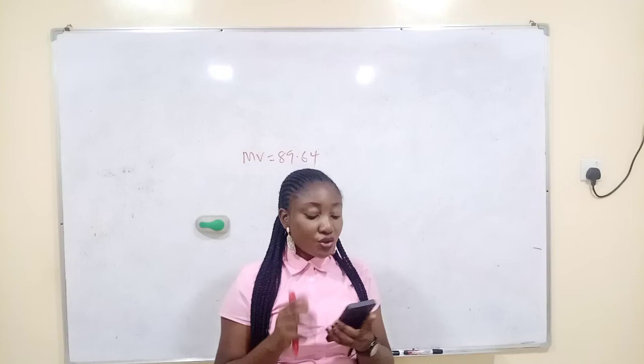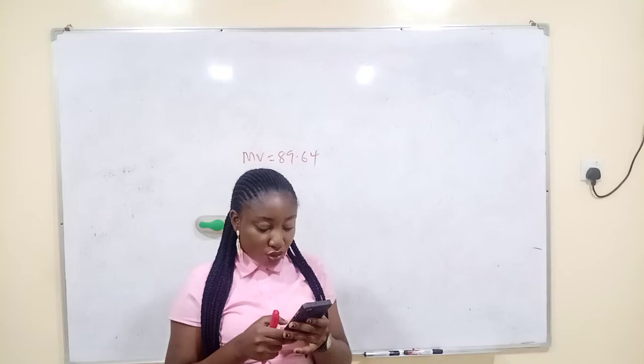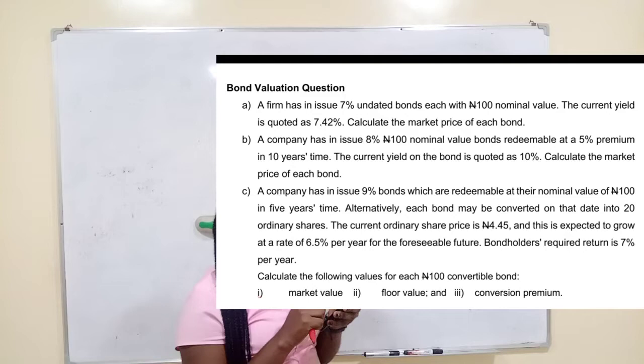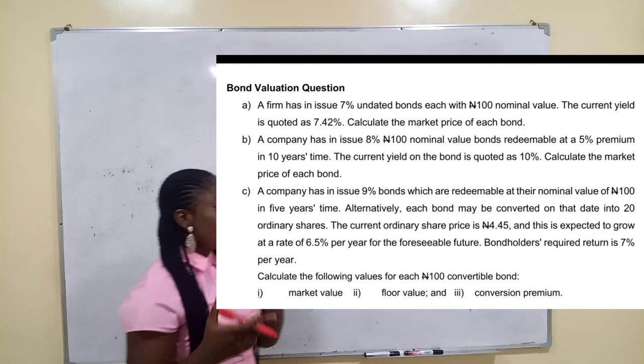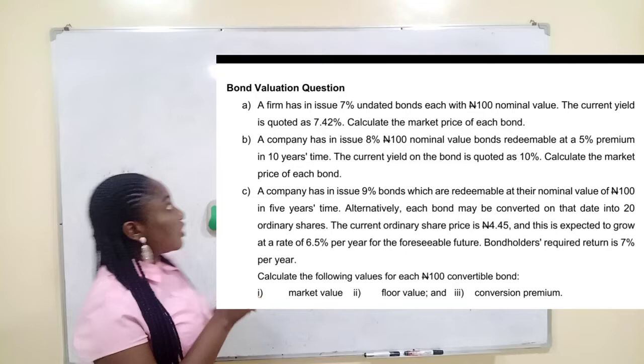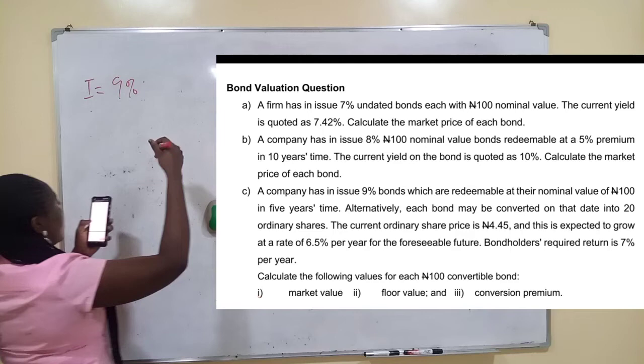So there's another question, question 3, that we were supposed to solve in this class. Bond valuation, sorry, question three. Let me turn this one. I'll put the question on the screen. So the question says, a company has an issue of 9% bonds which are redeemable at their nominal value of 100. 9% bonds, that's the coupon. So redemption is what?